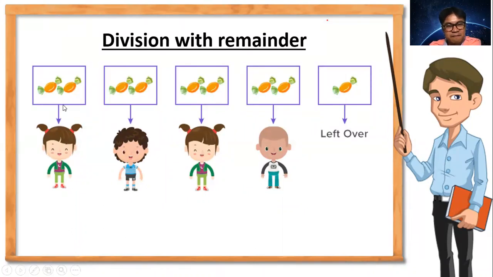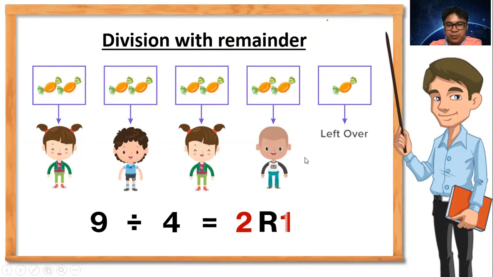So 9 in this here. 1, 2, 3, 4, 5, 6, 7, 8, 9. Divided by how many children? 4. 4 equals, each child will have 2, and then the remainder left over, we call this leftover, remainder 1. Okay, that is division with remainder.